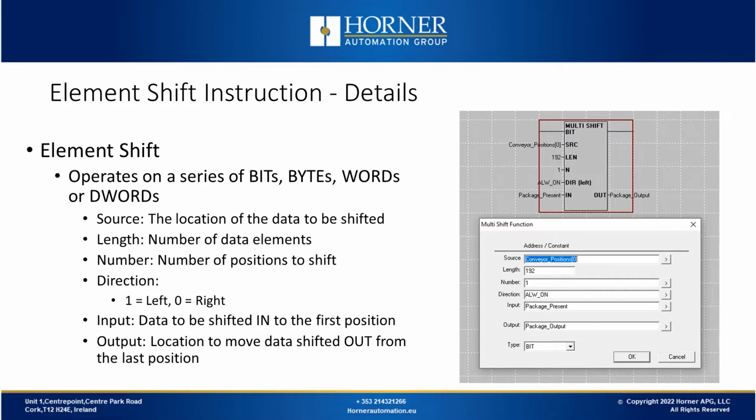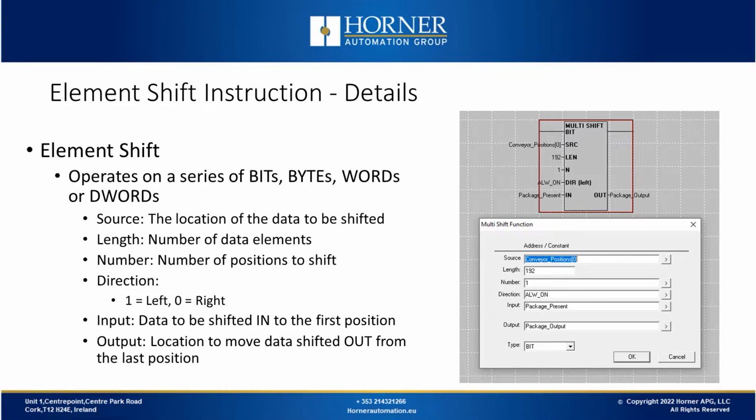However, it's very straightforward. The source for the multi-shift instruction is the location of the data that's going to be shifted. Typically, that's a variable-based array of the appropriate type. If you have a shift register of bits, then it'll be a variable-based array of bits. And if you're shifting around words, it'll be a variable-based array of words. The source is the location of the data to be shifted. The length is the number of elements in your total shift register. The number, again, is the number of positions we're going to shift.